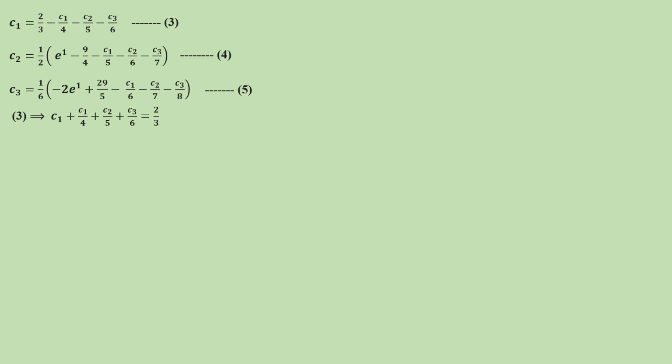Now from equation 3, we are taking all the C terms to the left hand side: C1 by 4 plus C2 by 5 plus C3 by 6 equal to 2 by 3. That is taking first the C1 terms, grouping the first 2 terms. 4 is the LCM, so 4 C1 plus C1, 5 C1 by 4 plus C2 by 5 plus C3 by 6 equal to 2 by 3. So taking the LCM and simplifying, you will get 150 C1 plus 24 C2 plus 20 C3 equal to 80. That is equation 3a.